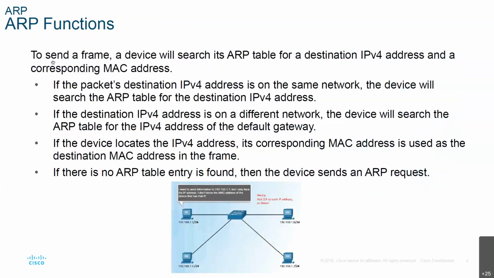Now, let's go through this. To send a frame, a device will search its ARP table for a destination IP version 4 address and find a corresponding MAC address. If it is on the same network, the device will search the ARP table for the destination IP version 4 address, and it will forward it to that address. If the destination IP version 4 is on a different network, then the device will look for the IP version 4 address of the default gateway. Where will it look? Inside the ARP table.